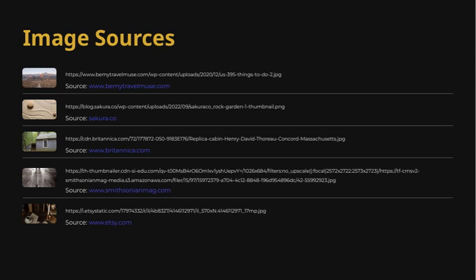Let's take a closer look at some of the sources and images that have inspired this presentation. First, we have an image from Etsy, which really highlights the creative and handmade aspect of many products, emphasizing the importance of craftsmanship. Moving on, there's a fascinating photo from Smithsonian Magazine that showcases historical artifacts, reminding us of the value of preserving our cultural heritage.